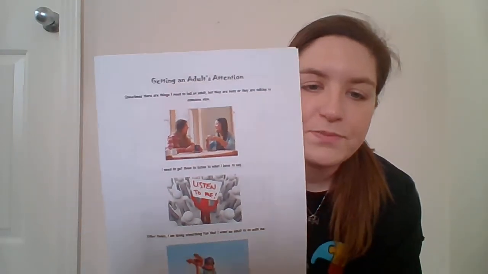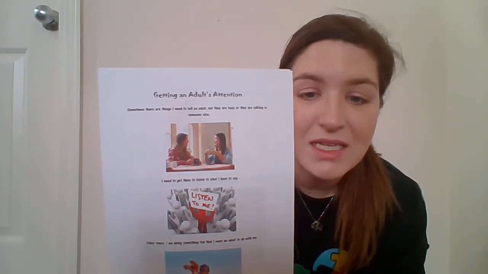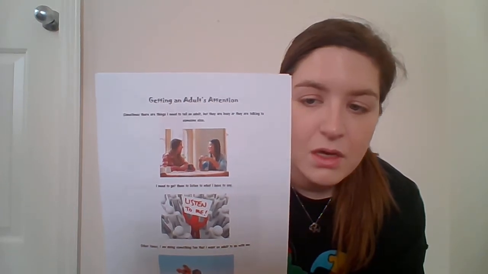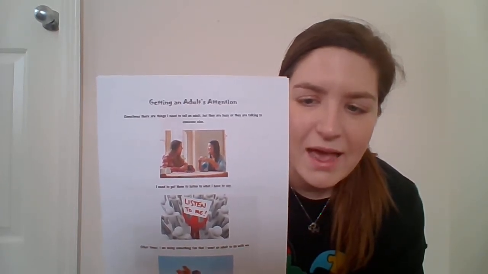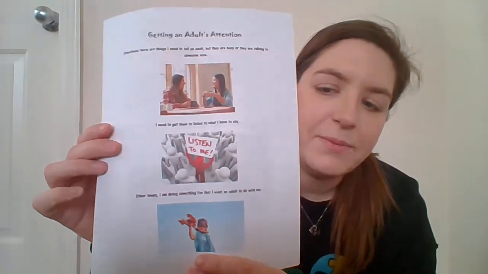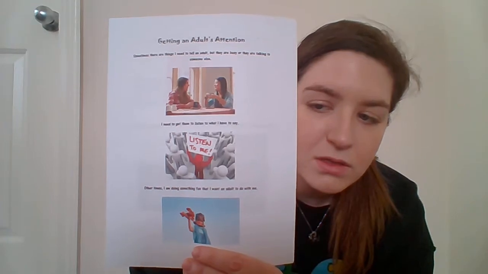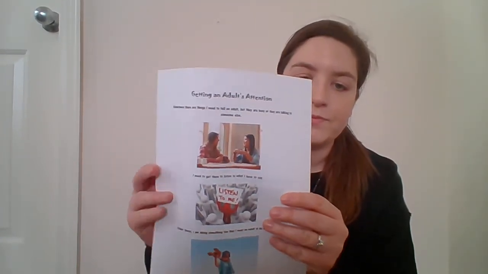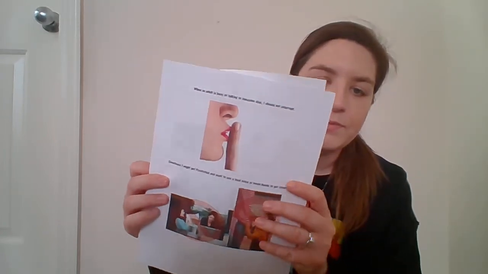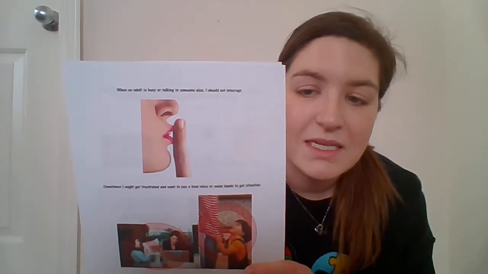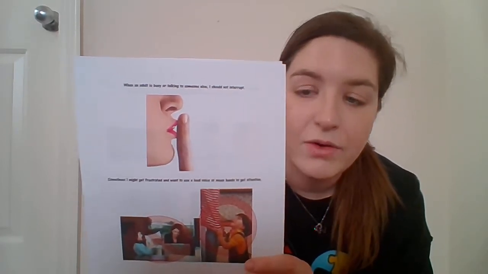So again, it's for getting an adult's attention. So sometimes there are things that I need to tell an adult, but they're busy talking to someone else. I need to get them to listen to what I have to say. Other times, I'm doing something fun that I want an adult to do with me. When an adult is busy or talking to someone else, I should not interrupt.